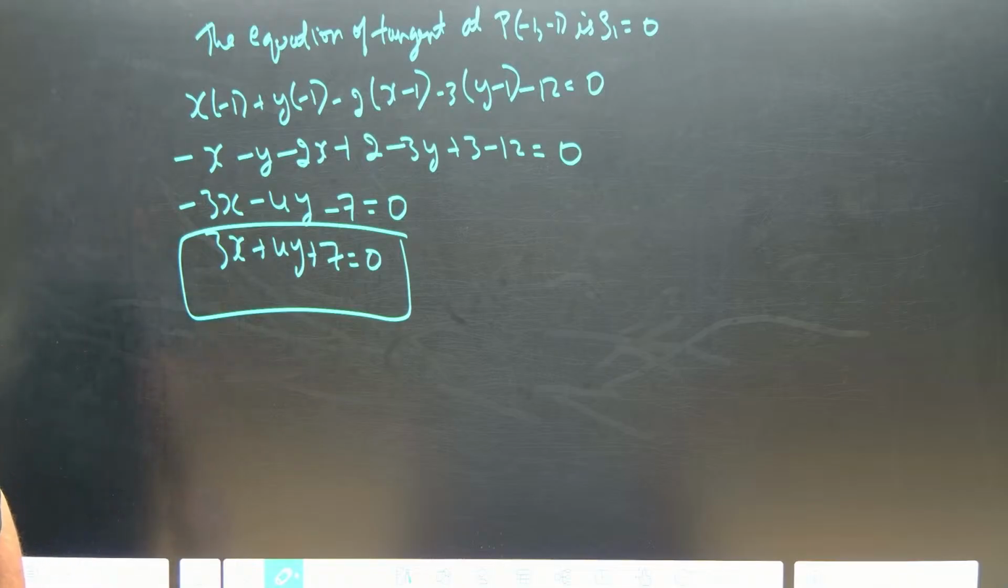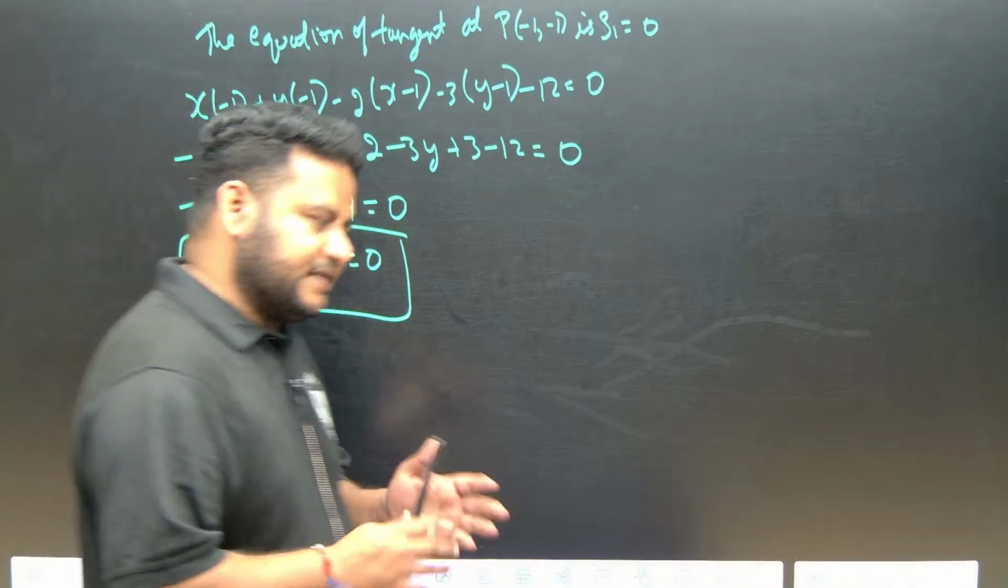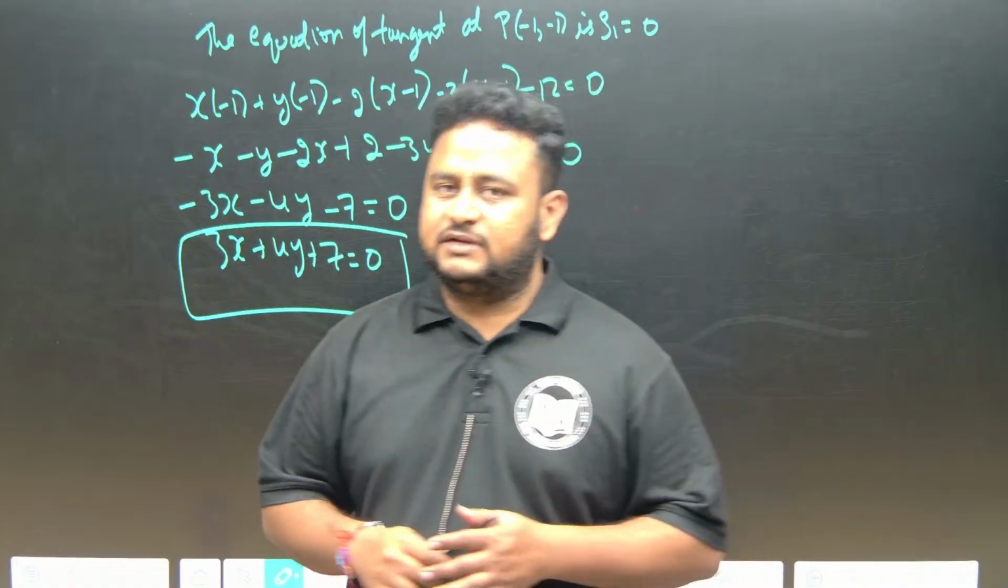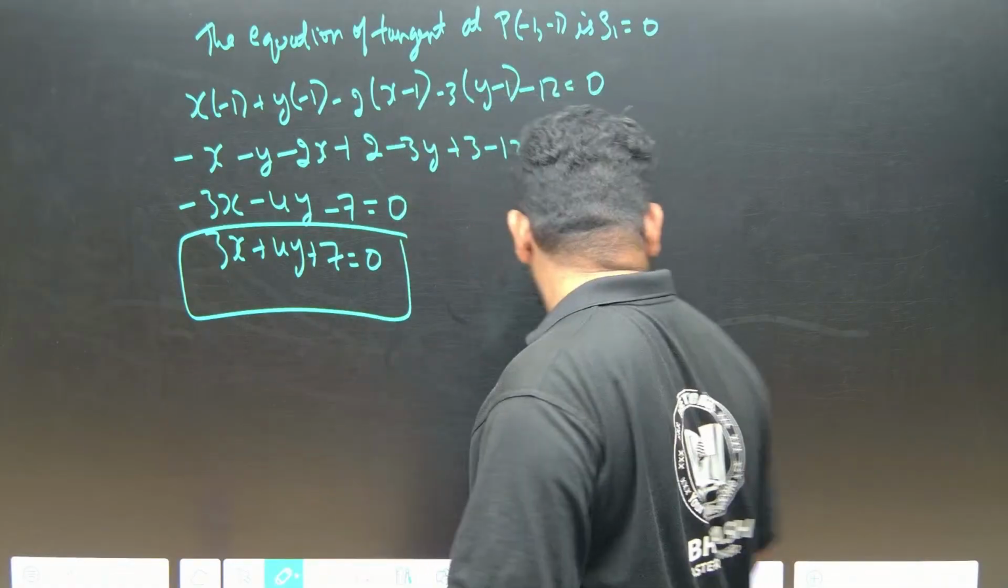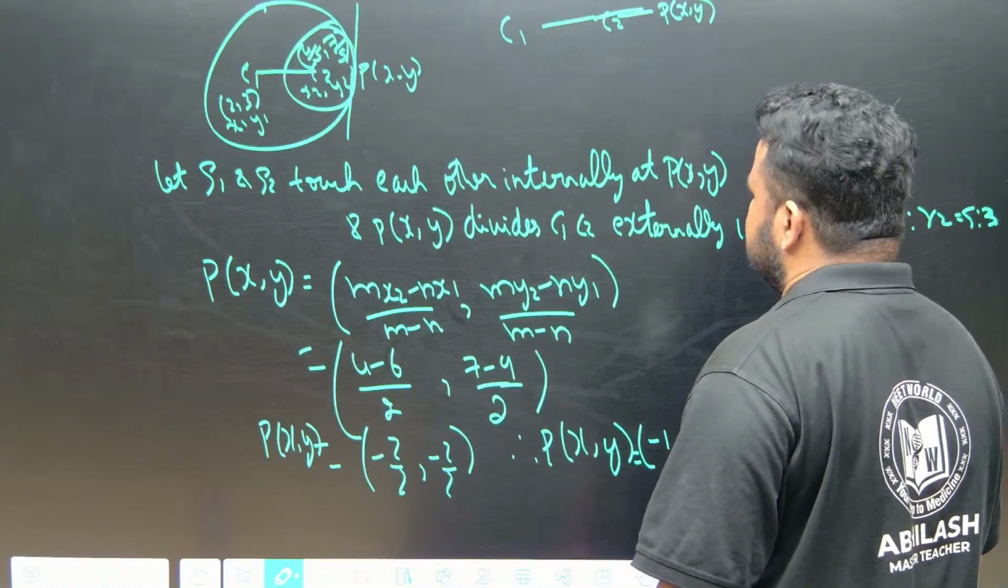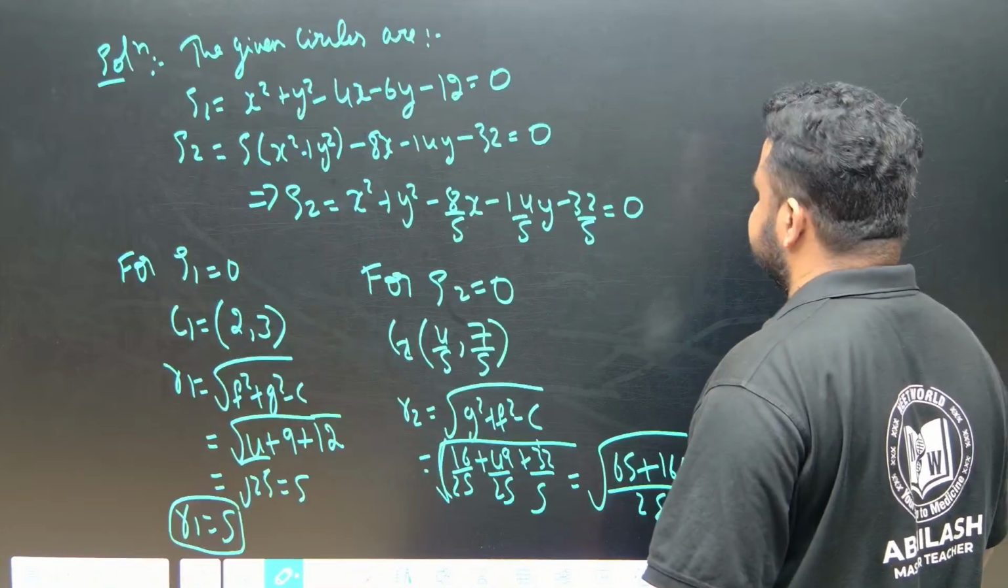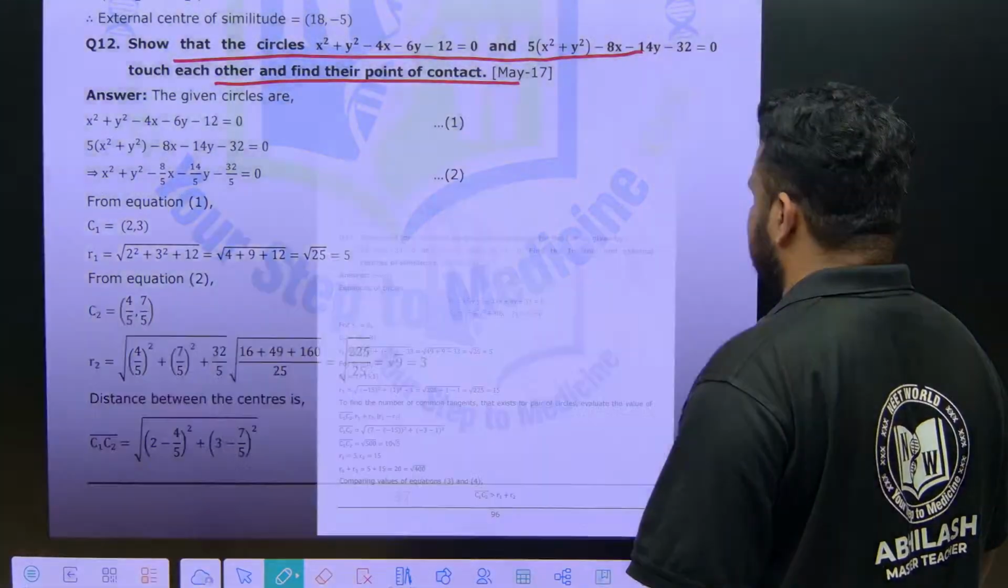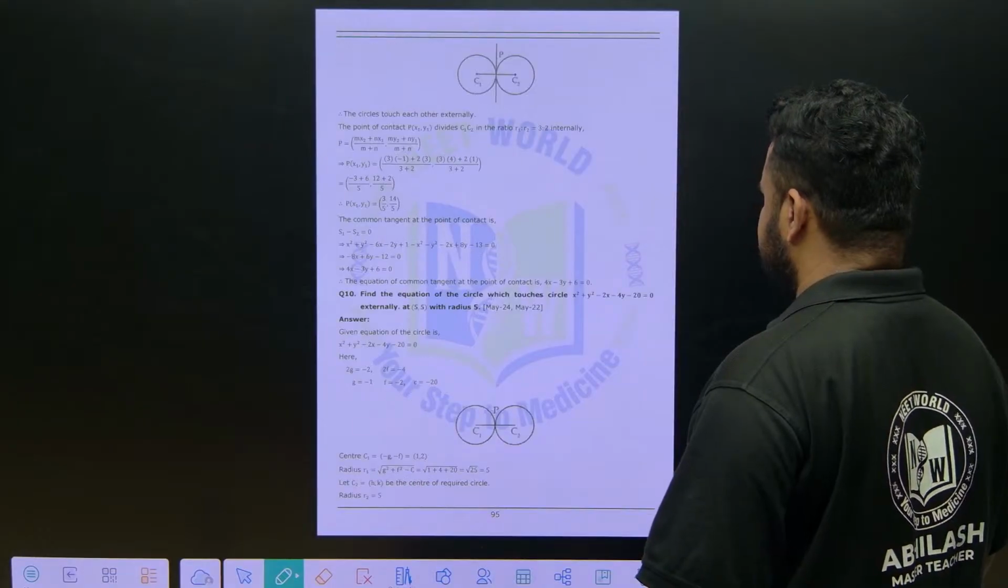Clear? So these are the questions that we had to solve. One is on direct tangent. Another one is on common tangent. Another one is based on the circles touching each other.